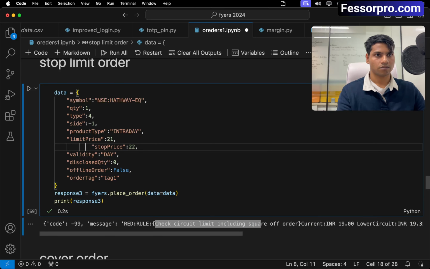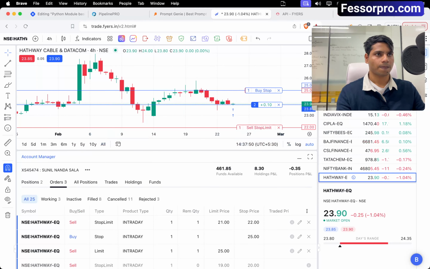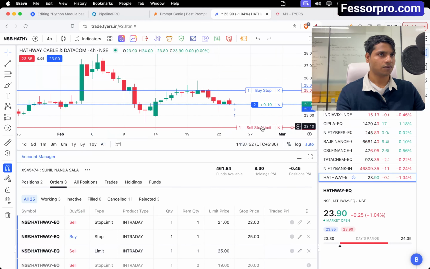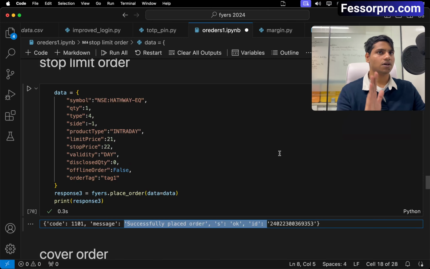Okay, now let's run the code again. Now you see the order was successfully placed, right? You can see sell stop limit. This is a buy stop. This will be converted to a limit order if the price reaches this threshold. This order will be converted to a market order if this price level is breached. So this is what a stop limit order is. Now let's discuss the third order.